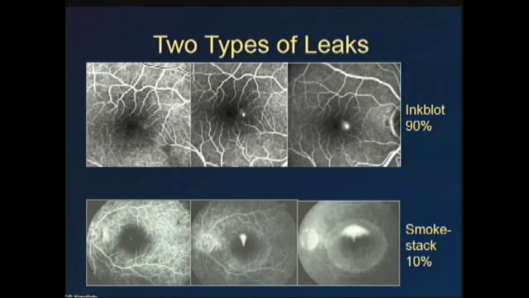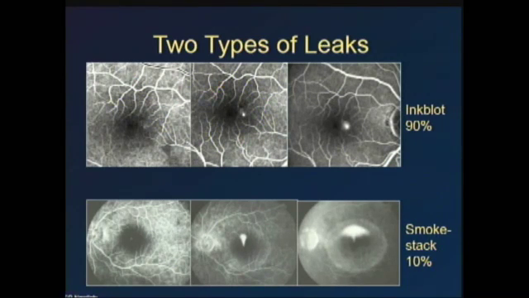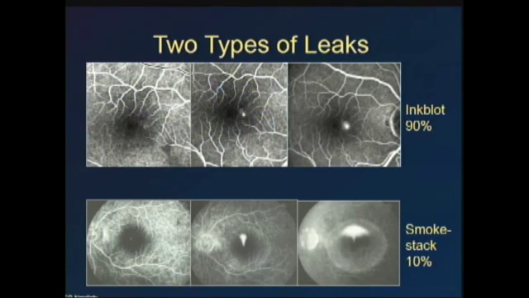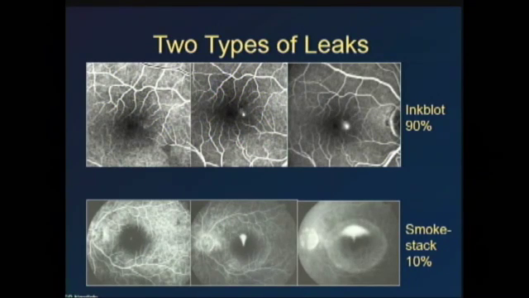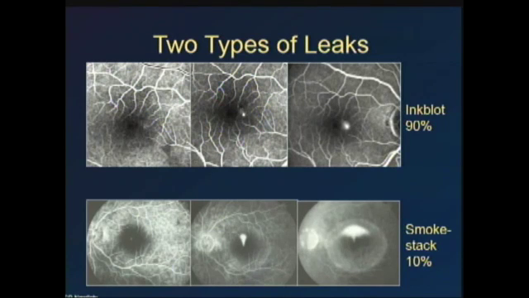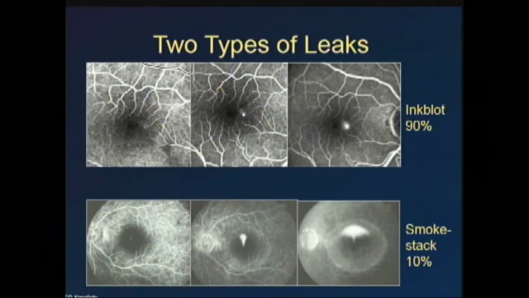There are classically two types of focal spots that leak. The classic one is a smokestack, but the ink blot is by far much more common. This is the early angiogram. This is the venous phase of the angiogram, and then later on, with the recirculation, you can see a hyperfluorescent dot here, which should not exist. This dot becomes more hyperfluorescent and starts to have a fuzzy edge, and the fuzziness increases in size. This is a classic ink blot pattern of leakage.